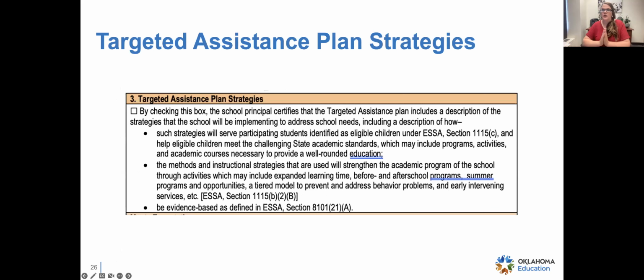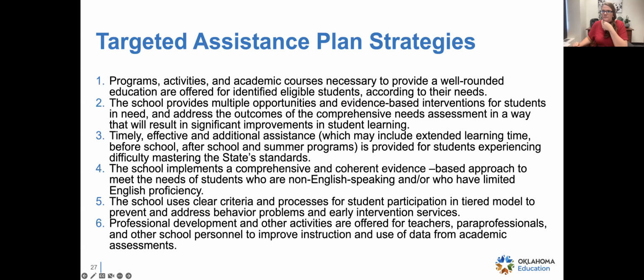Similar idea, only we're not elevating the instruction of the entire school. We're focused on that targeted group that you identified in that comprehensive needs assessment. So you are looking in this portion at those students and those specific needs. And then your programs and activities and your expenditures in Title I are going to align to meet the specific needs of those students. The other portion of this plan is very similar to the school-wide plan.